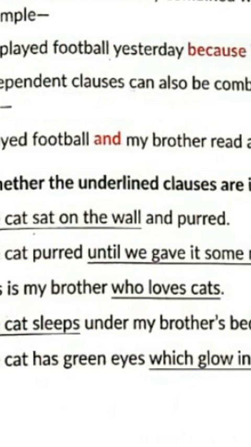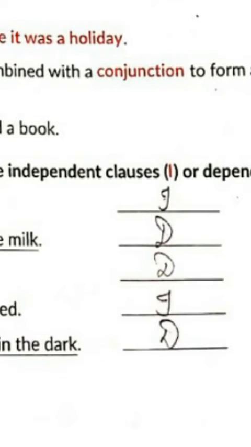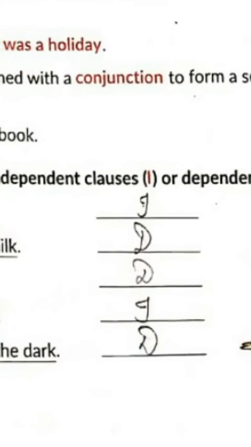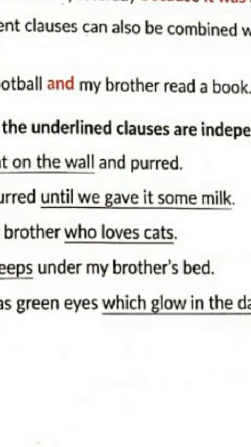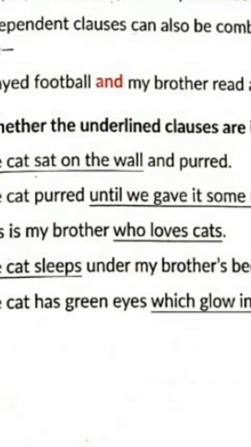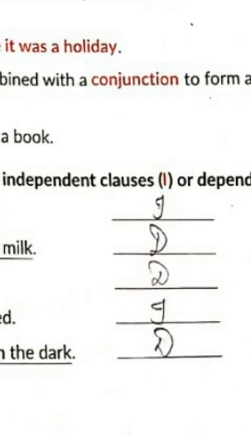Two independent clauses can also be combined with a conjunction to form a sentence. For example, I played football is one independent clause, and my brother read a book is also an independent clause. And here, and is a conjunction to combine the sentences.